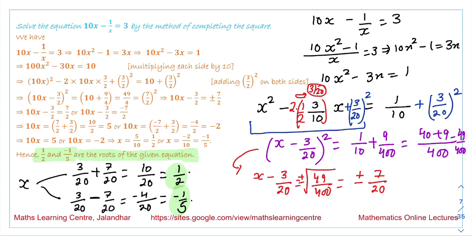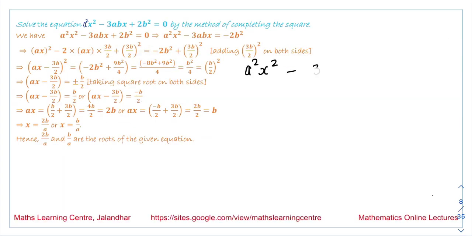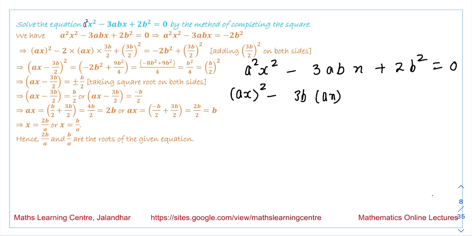Now the next question we have is a square x square minus 3abx plus 2b square is equal to 0. So we can write it in the form ax whole square minus 3b, this 3b term we have over here, then ax, that is equal to minus 2b square.